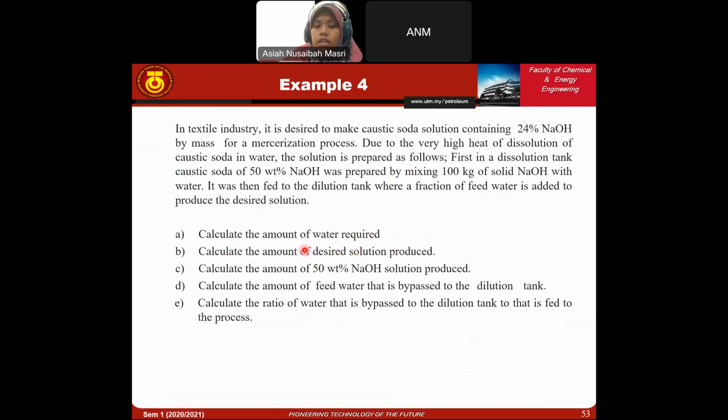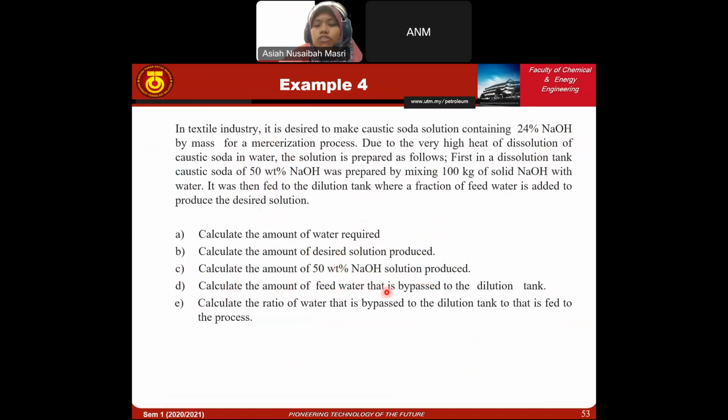How much do we produce? Yes, we want 24 weight percent NaOH by mass, but how much is produced? C, calculate the amount of 50 weight percent sodium hydroxide solution produced. We know the composition, but how much? How much is the amount?